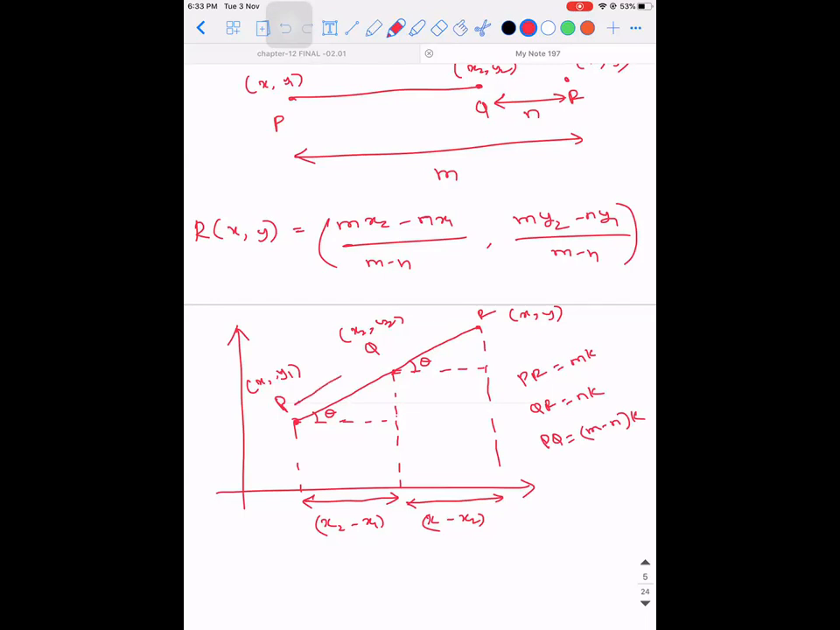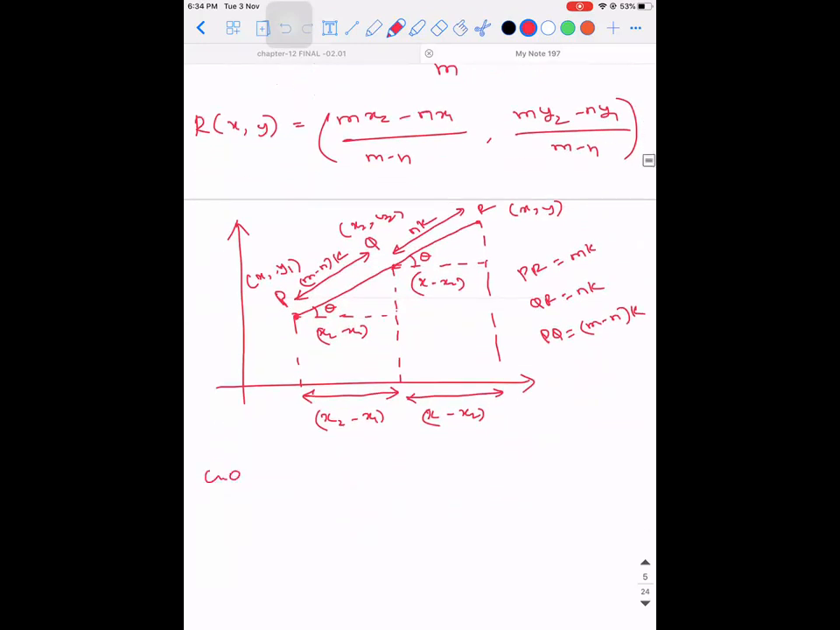So PQ is (M minus N) into K, and QR is N times K. This is X minus X2. This is X2 minus X1. So what is cos theta, guys? X2 minus X1 divided by (M minus N) into K. What is cos theta? X minus X2 divided by NK. Adjacent divided by hypotenuse. I hope there is no doubt till this step.